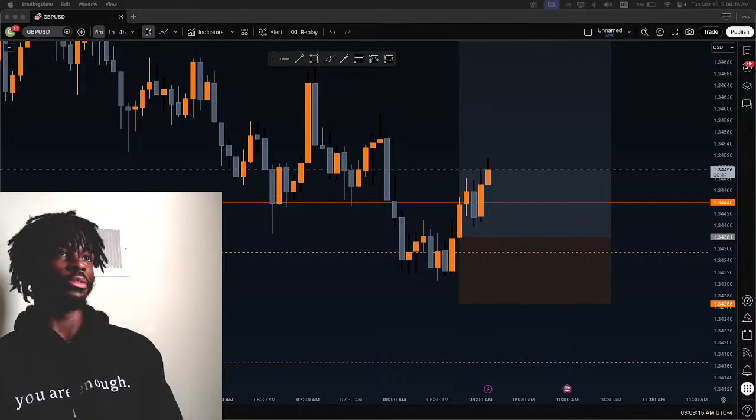GU's pushing up right now too. GU's actually almost at take profit. I'm up a 1 to 2 yet. If I'm up a 1 to 2, I'm actually up over a 1 to 2. So I'm up a 1 to 2 now.